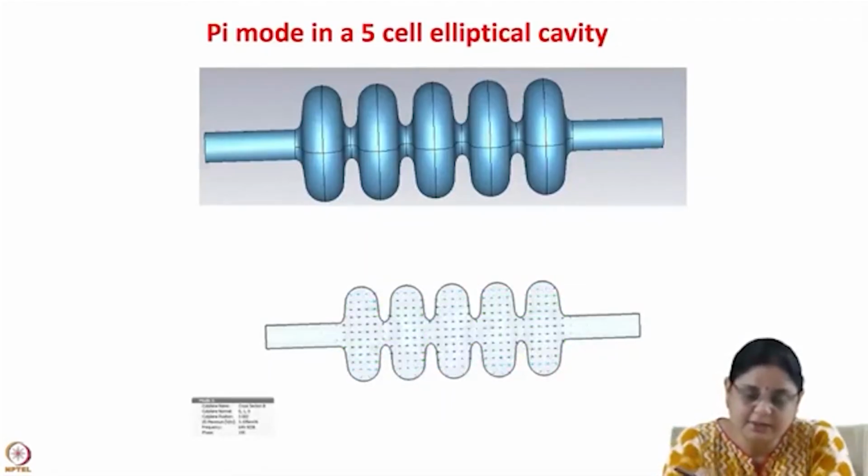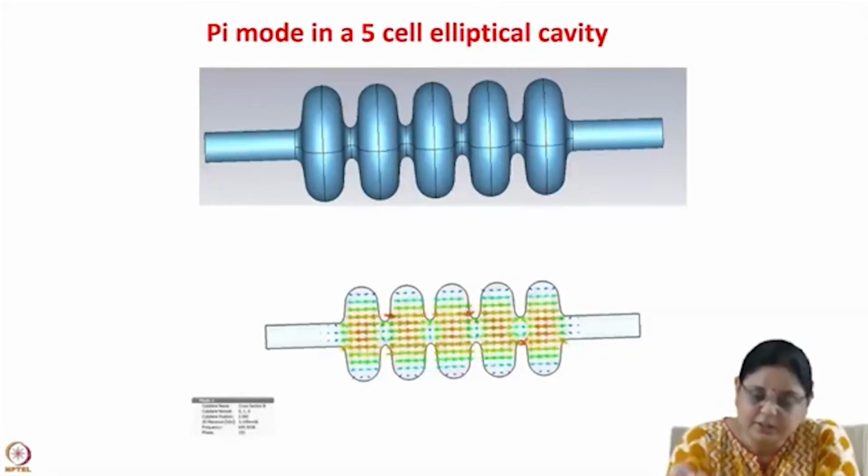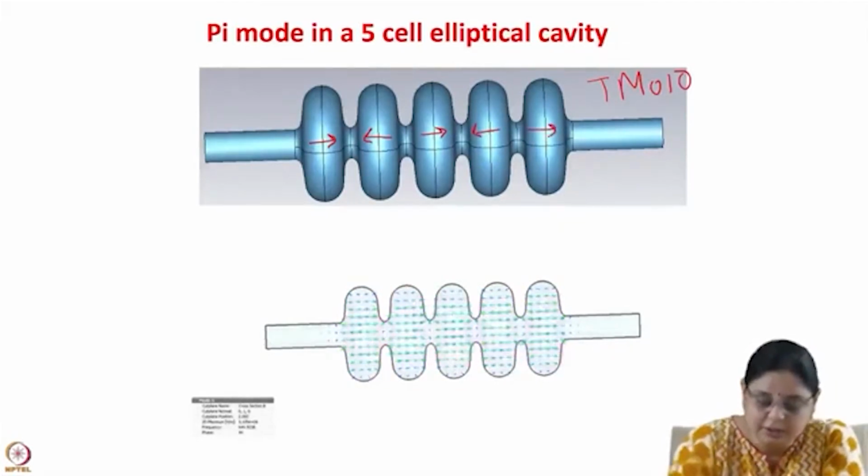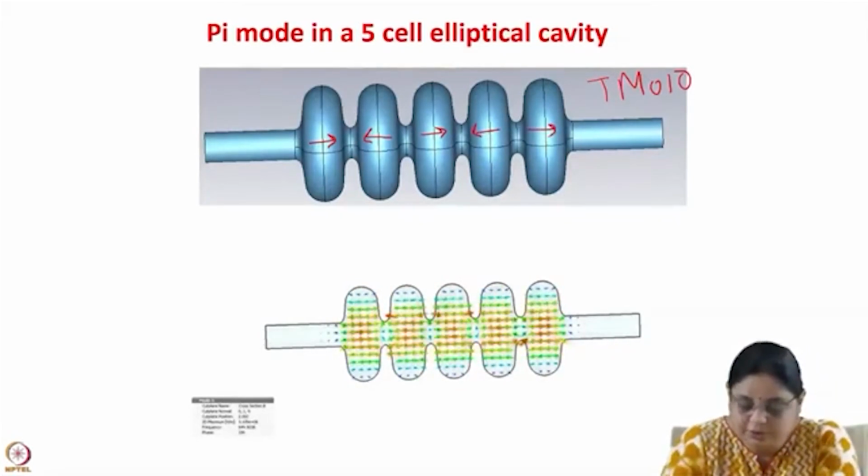So this is the 5-cell elliptical cavity, you can see here. It is excited in the TM010 mode. In the pi mode, at a particular instant of time, the field will be in the forward direction here, reverse direction here, forward direction here, reverse direction here, again forward direction here. So you can see here the variation of the fields with time.